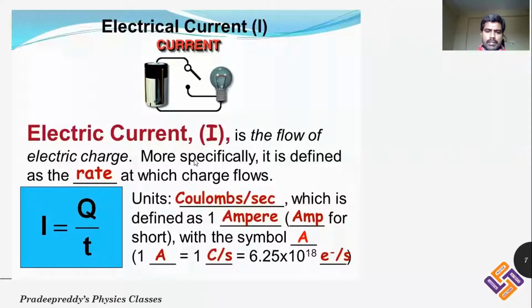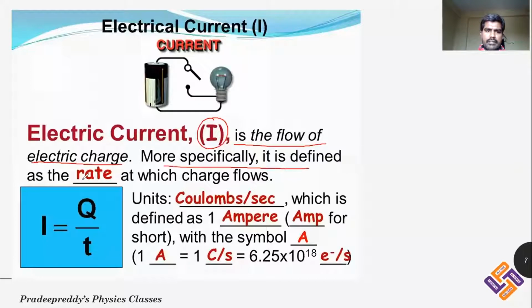As we know, whenever you take a wire and connect it to an external battery, an electric field is set up. Because of that, electrons will drift in a particular direction, which results in ordered motion of the electrons. This ordered motion of electrons with respect to time is called electric current, I. So electric current is the flow of electric charge.